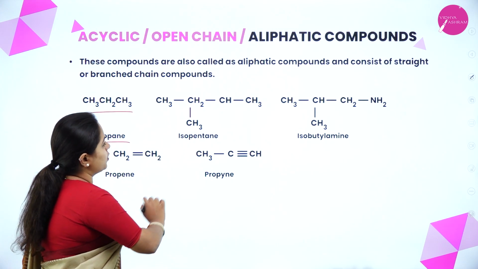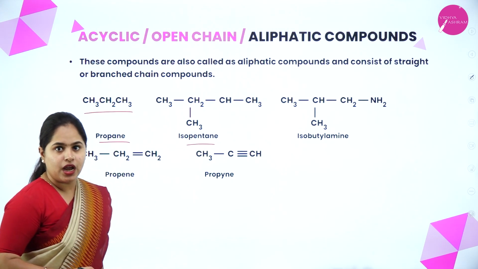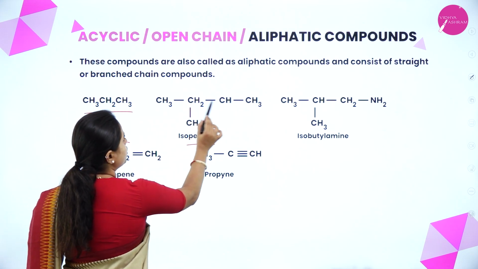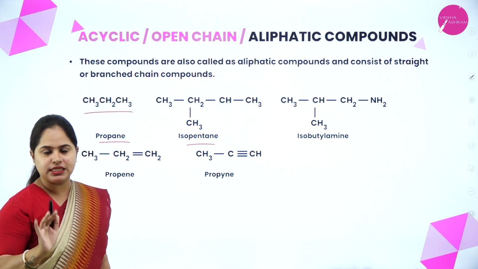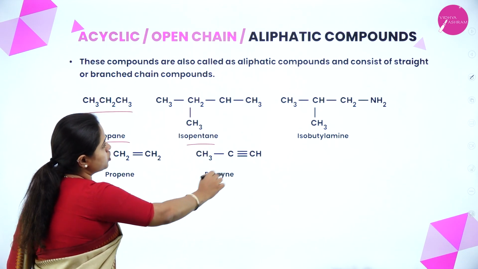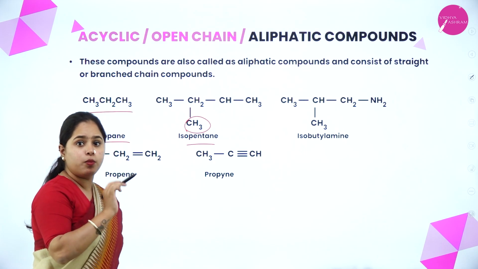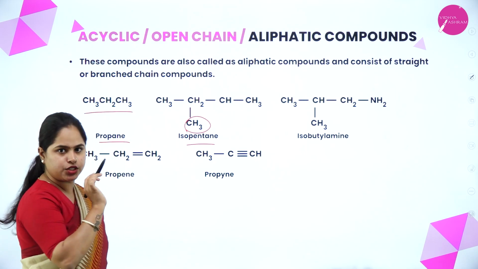Now moving on to the next one, that is isopentane. Isopentane, how many carbon atoms? 1, 2, 3, 4, 5, right? A total of 5 are there. So it is isopentane, right? So in this case also, one branch is there. Even though a branch is there, still it is aliphatic, no ring-like structure, right?